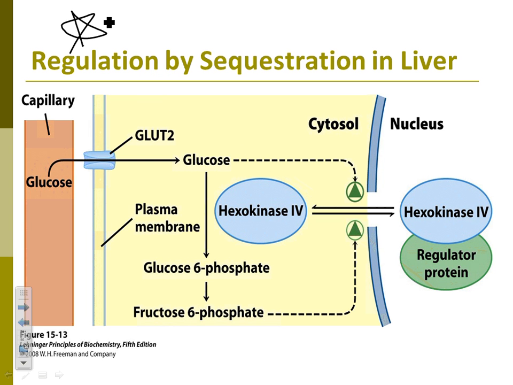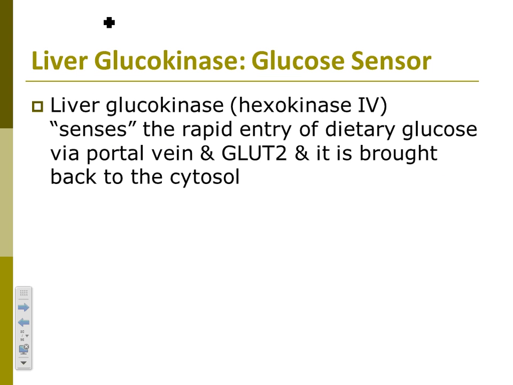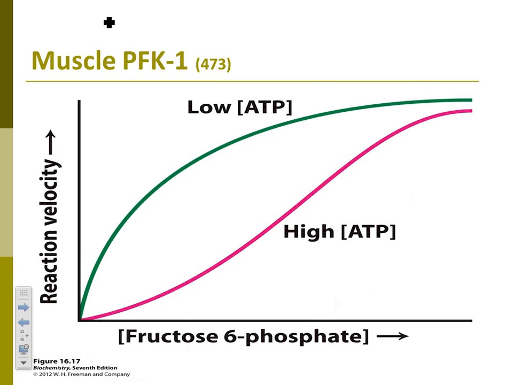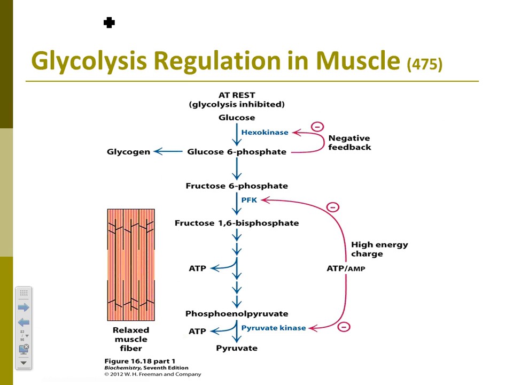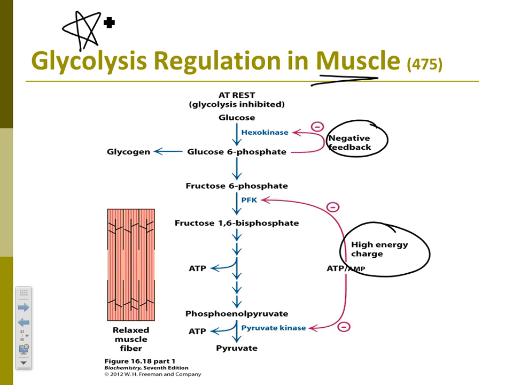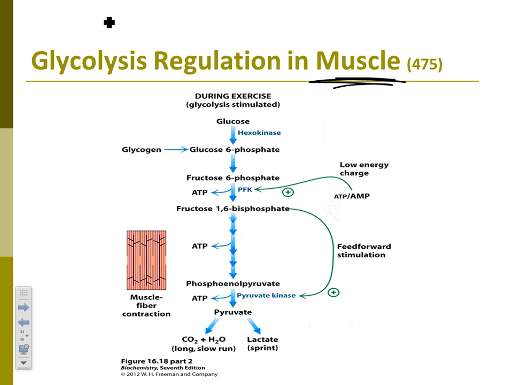Liver sequestration. Make sure you can explain this. You're going to see glucokinase. It's much more likely than hexokinase 4. This is asked quite frequently, knowing glucokinase is a glucose sensor. So make sure you know how these parts of the regulation work. So this is in muscle. This is how you turn it on in muscle.